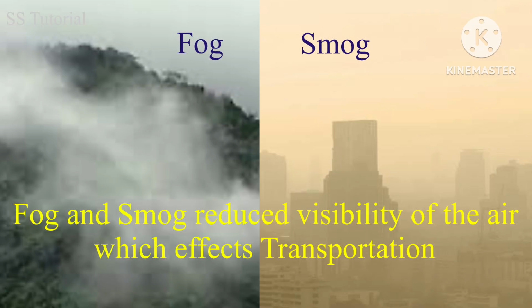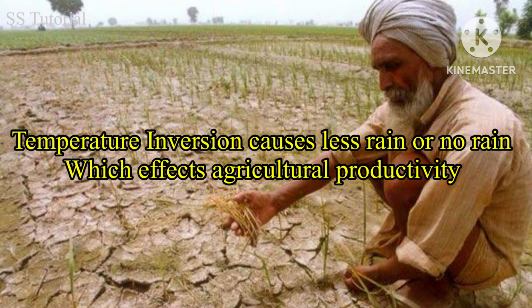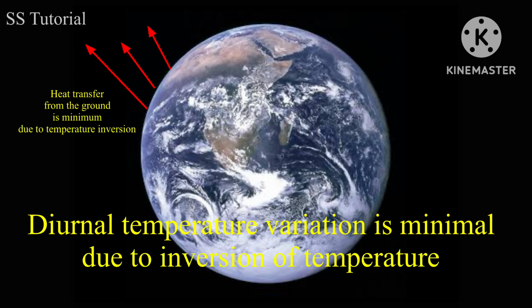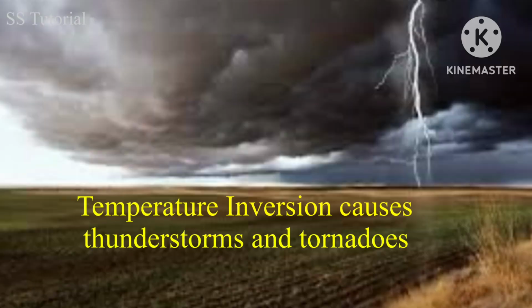Inversion of temperature causes fog and smoke, which reduce visibility in the air and affect transportation. Temperature inversion causes less rain or no rain because the cloud cannot reach high enough, which affects agriculture. Due to temperature inversion, heat transfer from the ground is minimal, so diurnal temperature variation is also minimum. Sometimes temperature inversion causes heavy thunderstorms and tornadoes, as energy is trapped high up in the atmosphere.